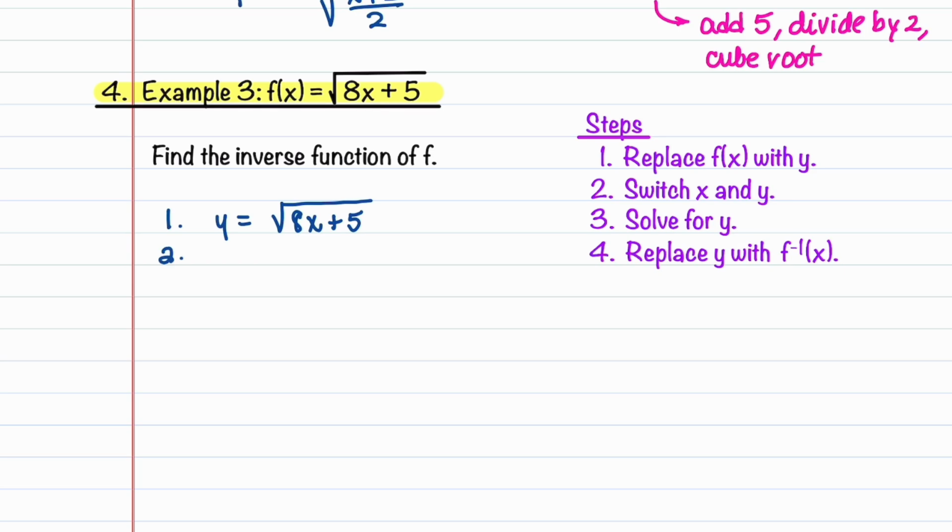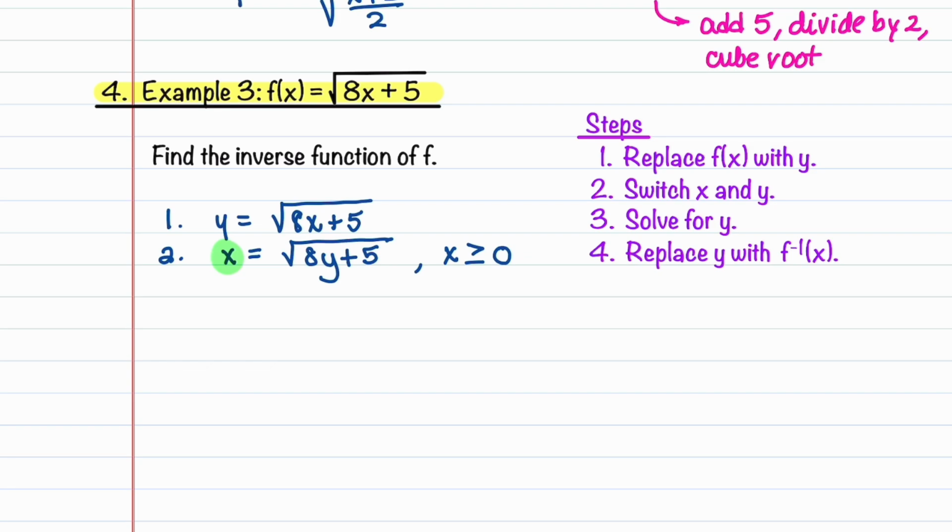Our second step is we're going to switch x and y. So we have x is the square root of 8y plus 5. Now, this is where it's really important. Before we go on, we have to make a note of one thing. Notice that x is a square root. So what we need to do is make a note of that, and we're going to say that x, because it's a square root, has to be greater than or equal to 0, because a square root is not negative.